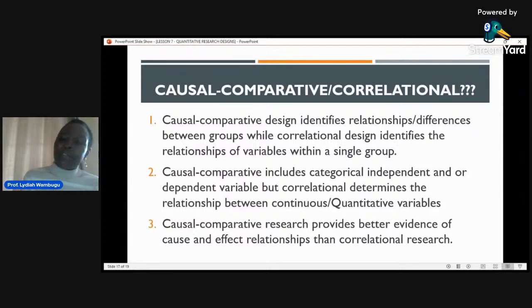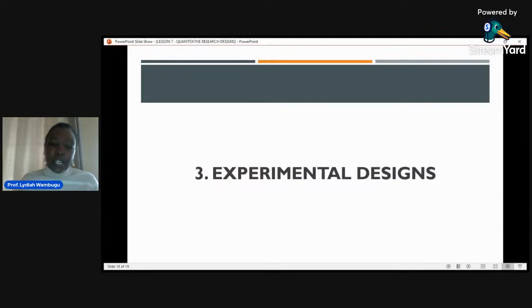Causal comparative uses categorical variables, be it dependent or independent. Correlational, mainly it is continuous, quantitative variables. Causal comparative provides better evidence of cause and effect, again, this should be in quotes, than correlational. Because with causal comparative, you are taking yourself back to ask yourself what may have brought in the change, what may have caused this change. And then finally, it is the experimental design.